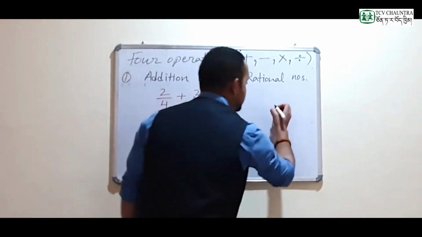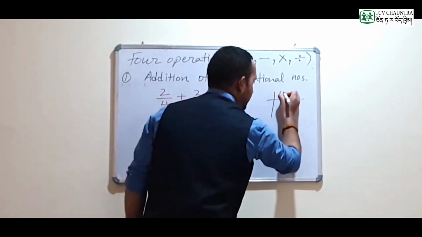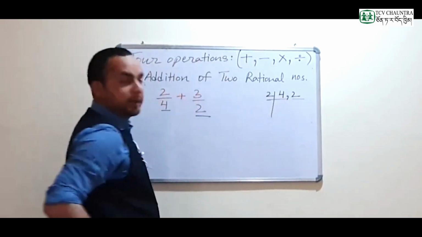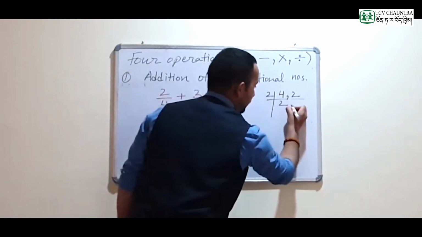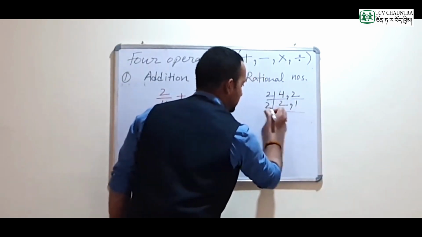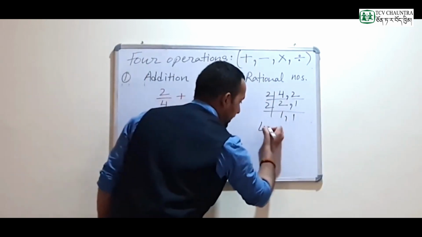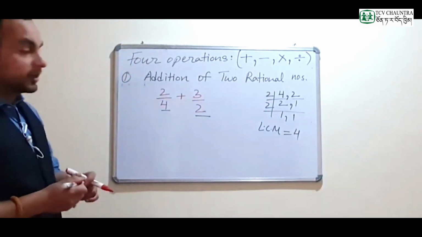Now we are going to make the denominator the same. So we are going to take the LCM of 4 and 2. So we will take a prime number 2. 2 will divide 4. 2 2s are 4. 2 1s are 2. 1 as it is. So 2 2s are 4. So LCM is 4.